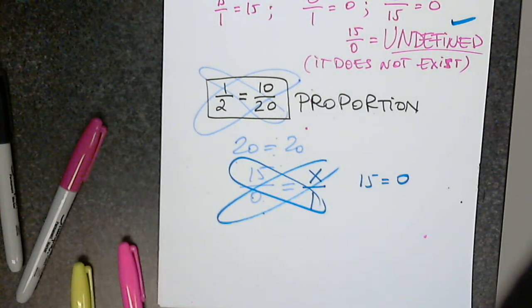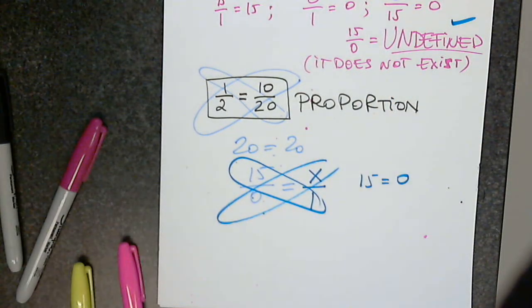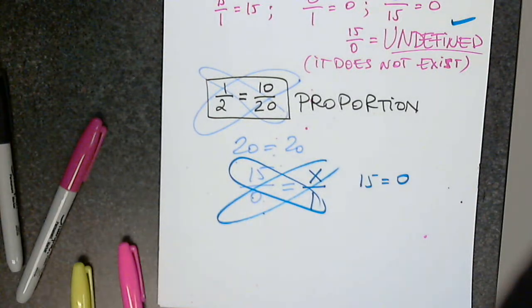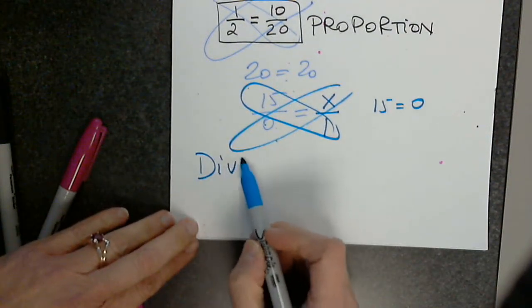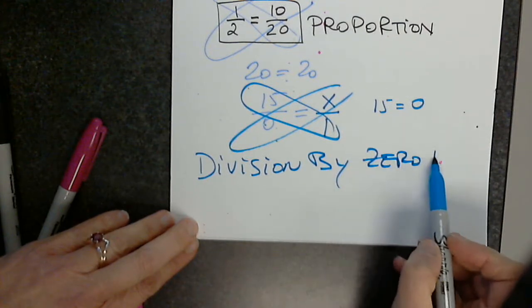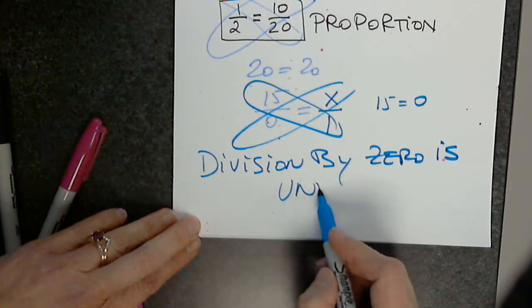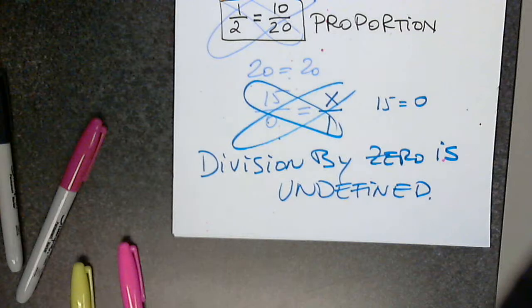I can give you a number. And we like to use this word, a fancy word describing that it does not exist. Is that clear? So now we can write this general truth. Division by 0 is undefined. So please keep that in mind.